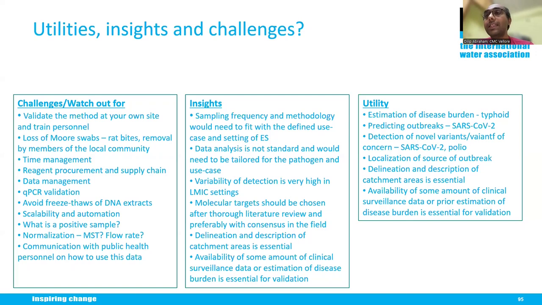So what are the insights that we had from the last 3 years? First one is that sampling frequency and methodology need to fit with the defined use case and setting of environmental surveillance, of wastewater surveillance. What do I mean by that? Just because I think I'm an expert in wastewater surveillance of typhoid does not make me an expert in wastewater surveillance of SARS-CoV-2, because the setting of each disease in each area, and the implication of wastewater surveillance, is way different.